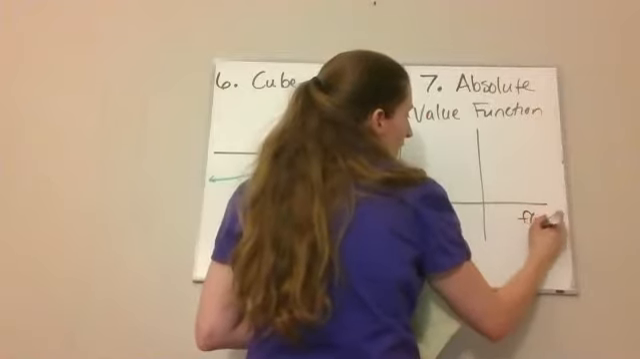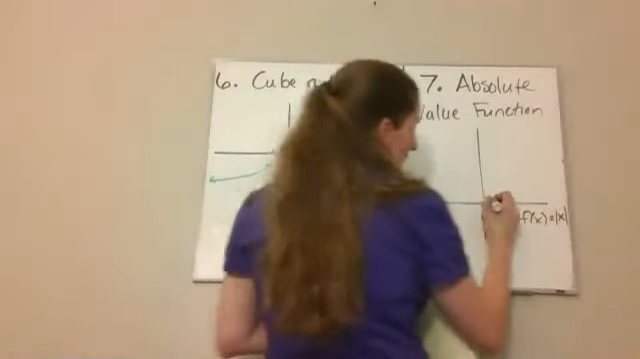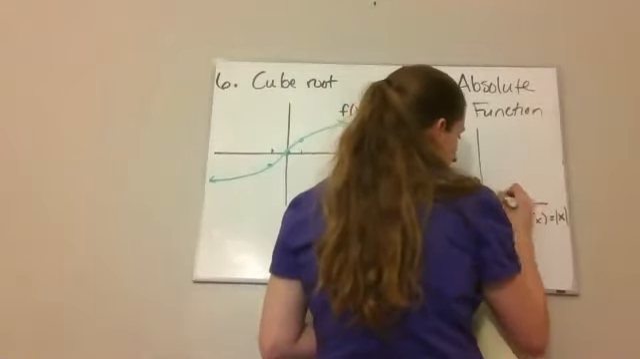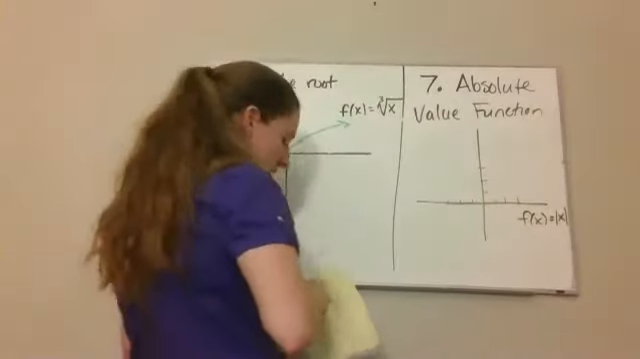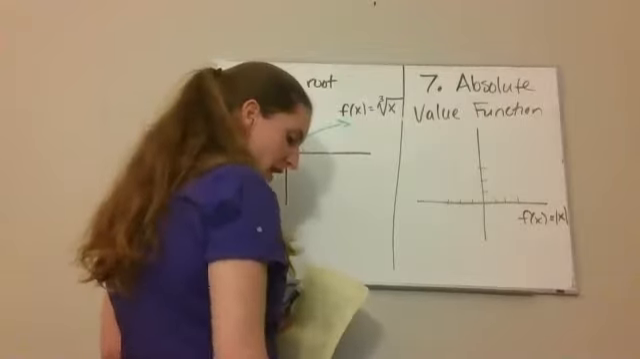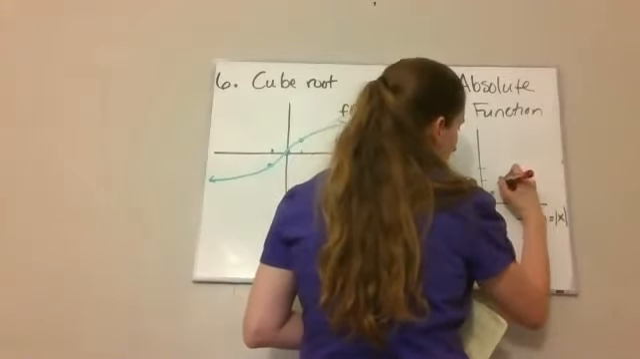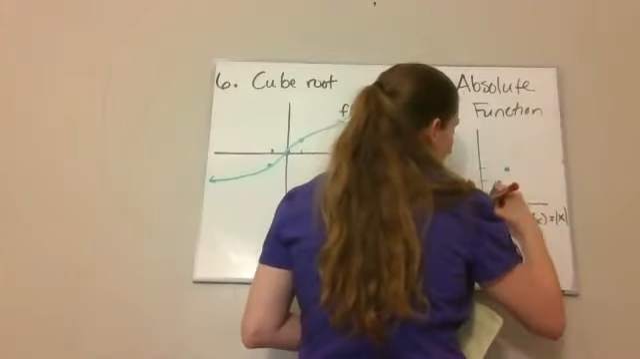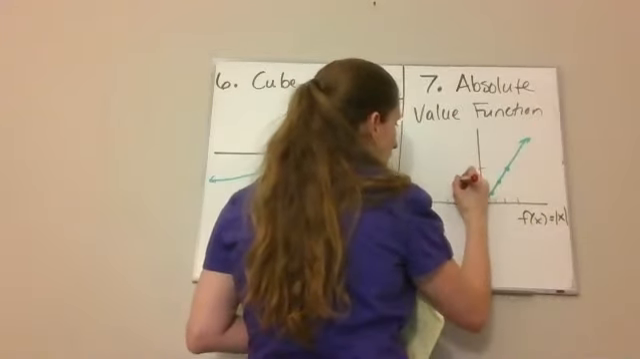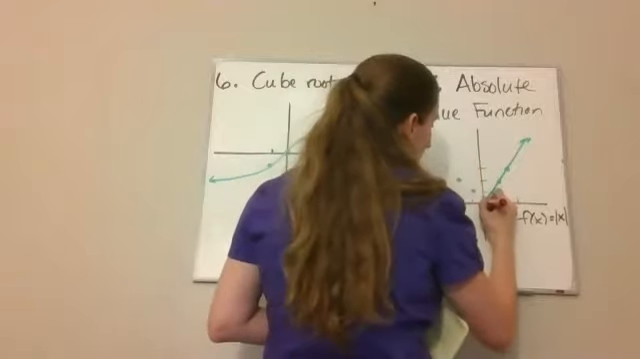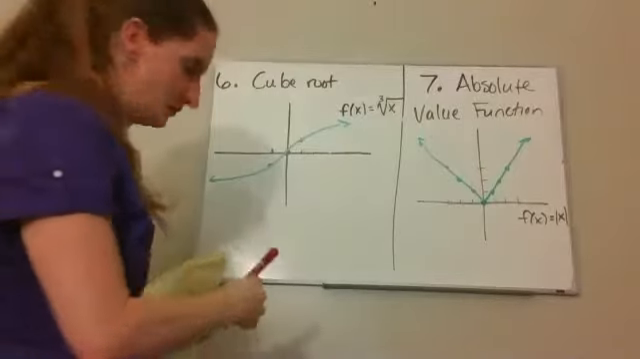So this one is f of x equals absolute value of x. That one makes a nice V shape. We're going to have 0, 0, 1, 1, 2, 2, 3, 3 going in this way, and negative 1, 1, negative 2, 2, negative 3, 3, diagonal line going the other way, and you get a nice V shape.